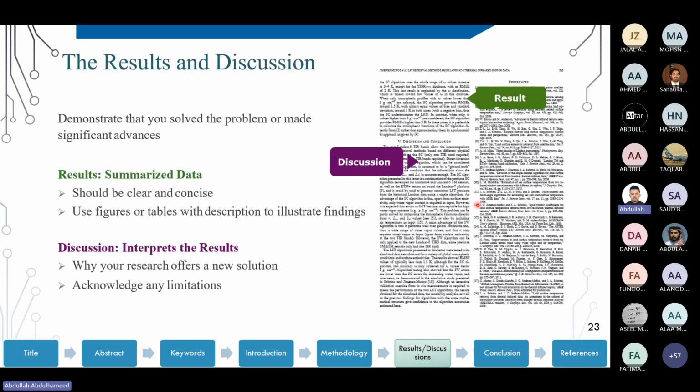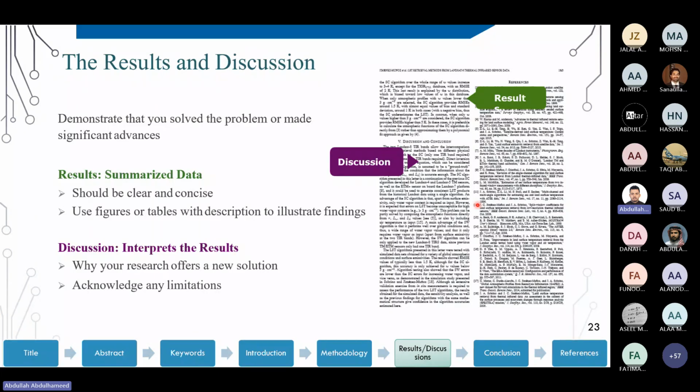Okay, so in this slide now I will mention the results and discussion again. Demonstrate that you solved the problem. When you feel confident about your results and discussion, you need to ask yourself a question. Demonstrate that this is your paper. Demonstrate that you solved the problem or made significant advances.